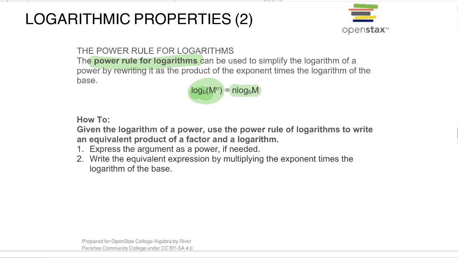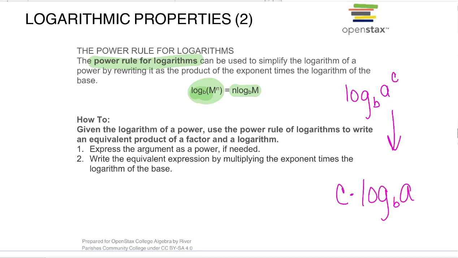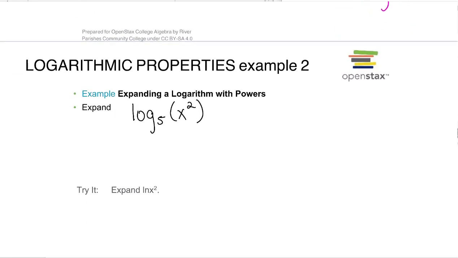Right? So to express that, you express the argument as a power if needed, and then write the equivalent expression by multiplying the exponent times the log of the base. So what we're doing here is, let's say you had log base b of a to the c. You're going to rewrite that as c times log base b of a. So you're going to take this here and move it to the front. That's what we're doing.